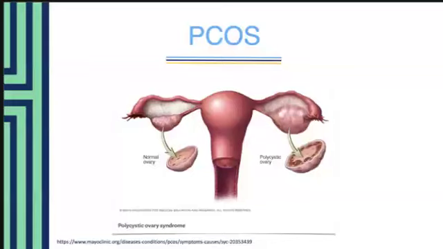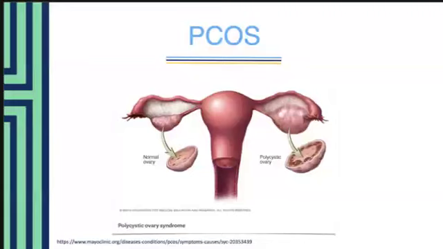So when we think about this, we think about anovulation, or the lack of ovulation, which is one of the primary causes of irregular menstrual cycles. When ovulation doesn't occur, the normal cyclic hormonal changes that regulate the menstrual cycle are disrupted. That's what leads to the irregularities in the timing and the flow of the menstrual bleeding.